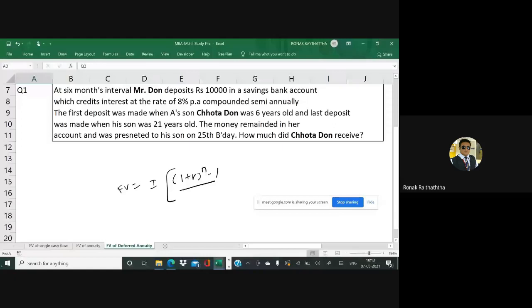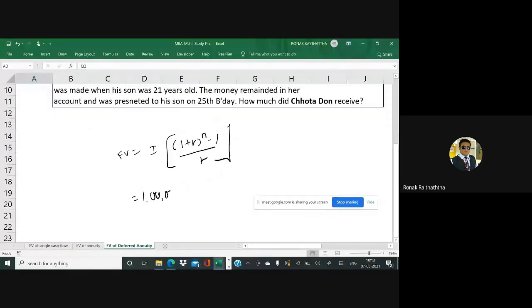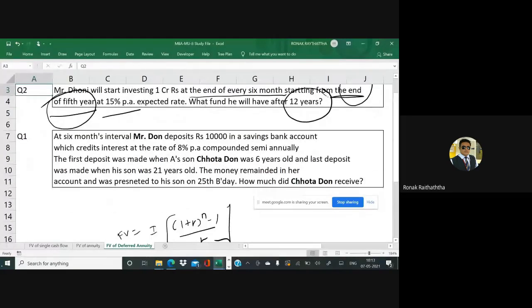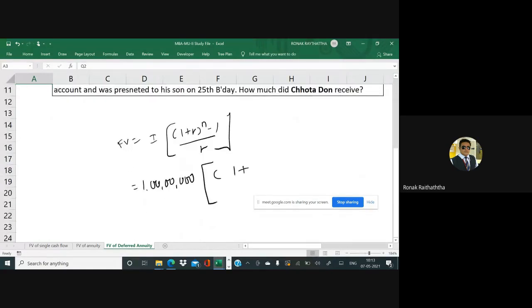I is the amount of installments he is making, 1 crore of rupees. Then in bracket 1 plus R, R is going to be 15% divided by 2, because 15% is per annum, and in 1 annum we have got 2 semi-annual periods. So for each 6 months, there would be 7.5% of interest rate. So I'm writing 0.075 in decimal. That's nothing but 7.5% only. And N would be taken as 15, and here is where the people are making the mistake. You may put the star mark over there. Minus 1 to be divided by R, that is 0.075.